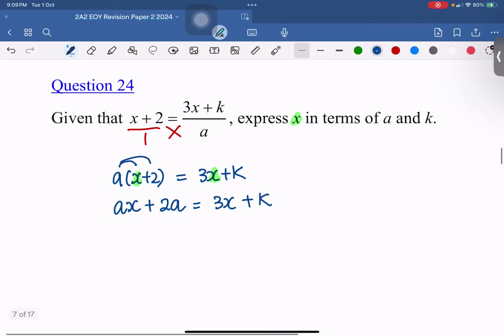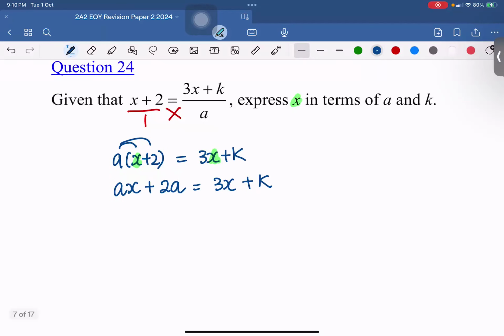Next step. Take out the x from ax plus 2a, and then 3x plus k over a. Wait, that is too fast, Gerard. Ax plus 2a, then what else? Move the 3x to the ax side. Is this positive or negative? Negative 3x. Then what is left on the other side? Negative 2a plus k. Okay.